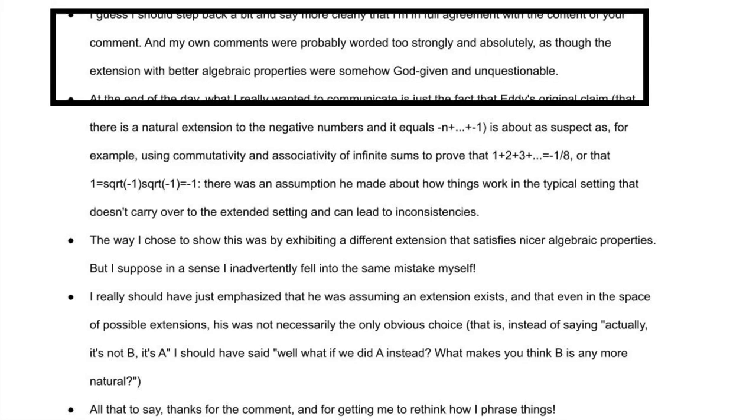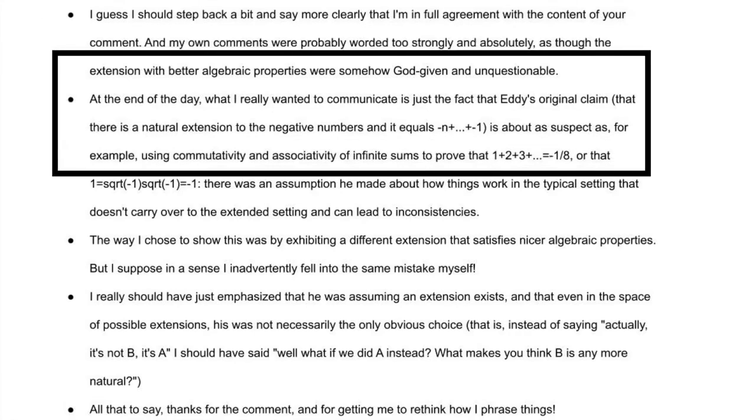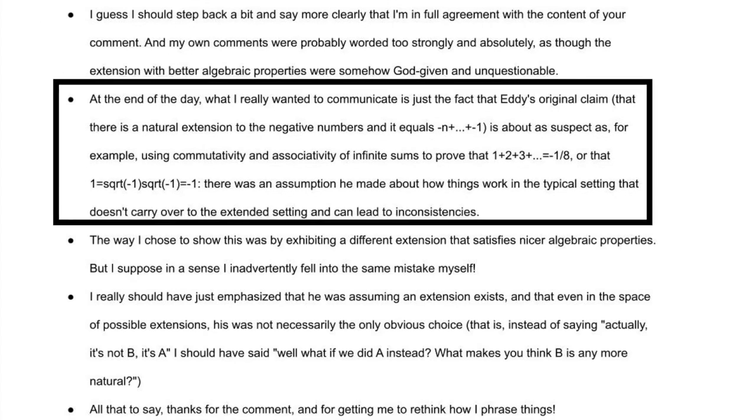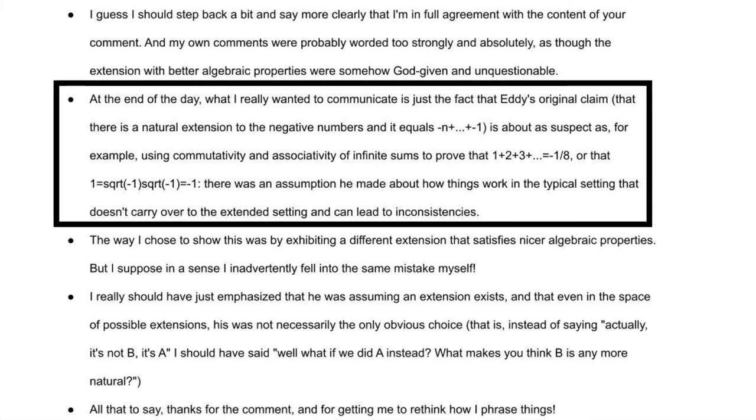At the end of the day, what I really wanted to communicate is just the fact that Eddie's original claim, that there is a natural extension to the negative numbers and it equals n plus ... plus 1, is about as suspect as, for example, using commutativity and associativity of infinite sums to prove that 1 plus 2 plus 3 plus ... equals minus 1/8, or that 1 equals square root of minus 1 times square root of minus 1 equals 1. There was an assumption he made about how things work in the typical setting that doesn't carry over to the extended setting and can lead to inconsistencies.